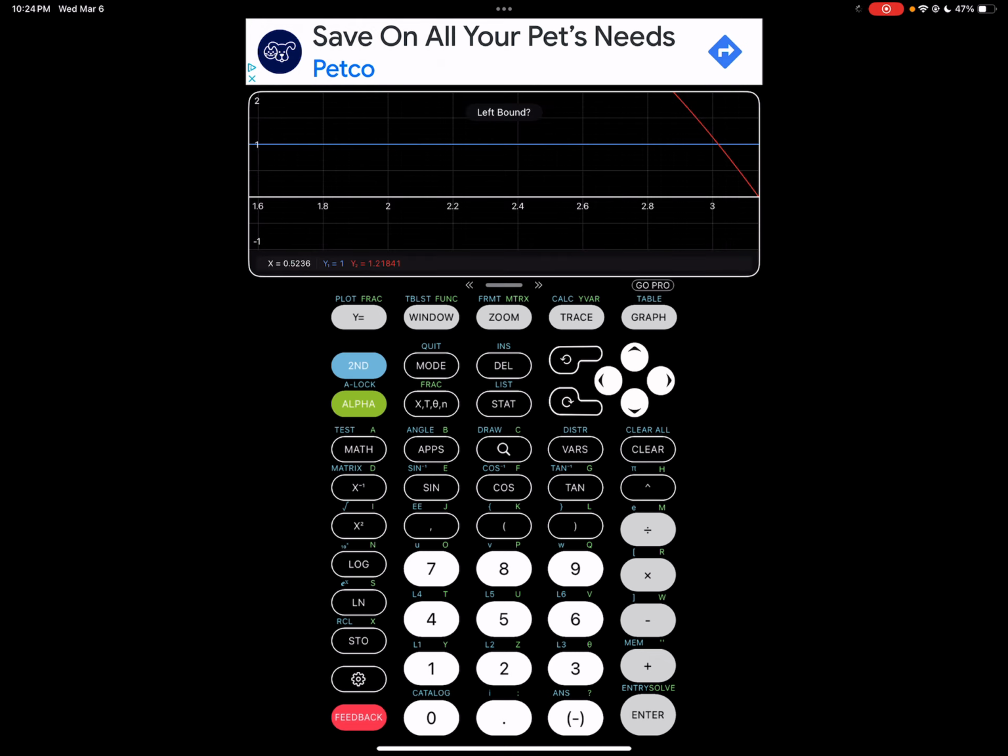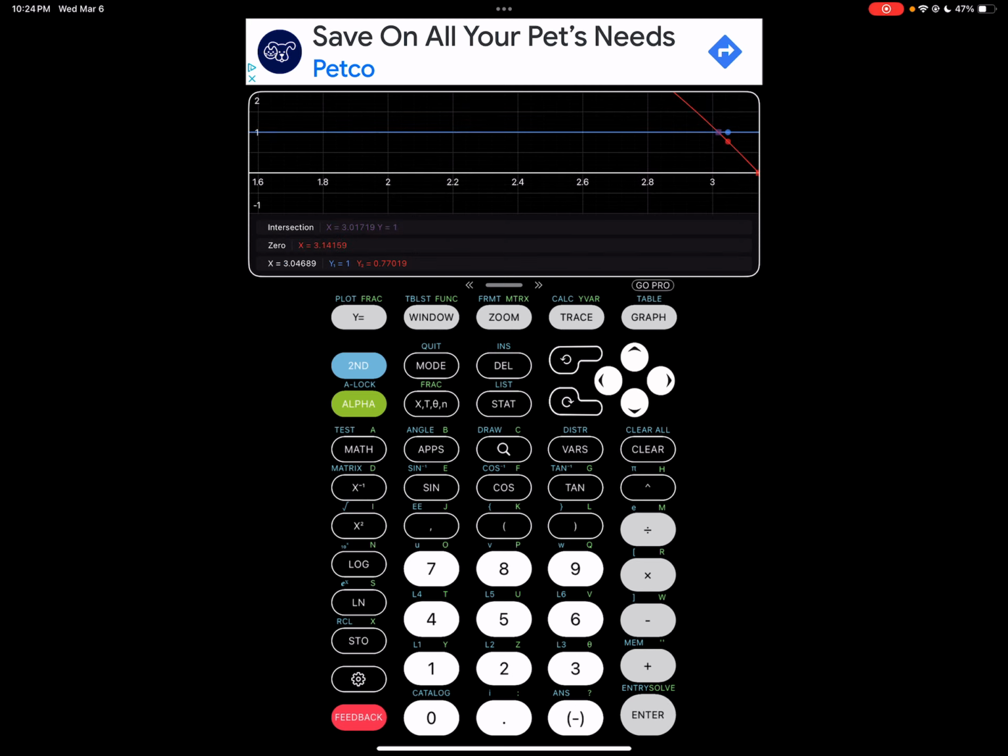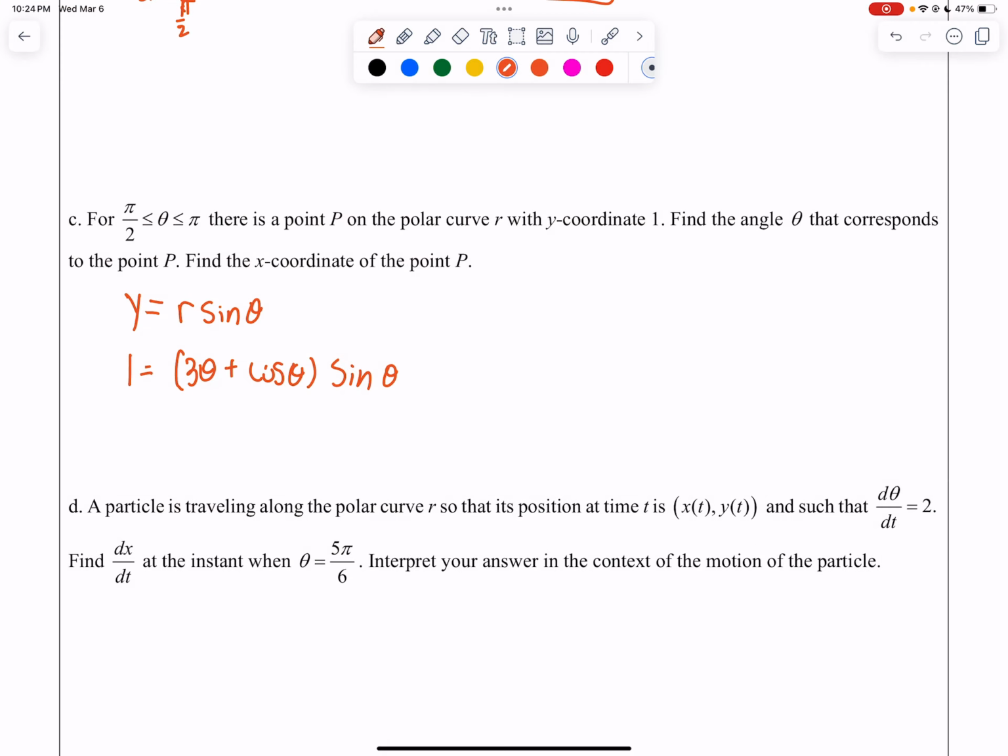Okay, this is going to take a minute. There you go. So we have my left bound right here. Oh, my beauty. And that's going to give us 3.017 as my intersection. So theta is equal to 3.017.